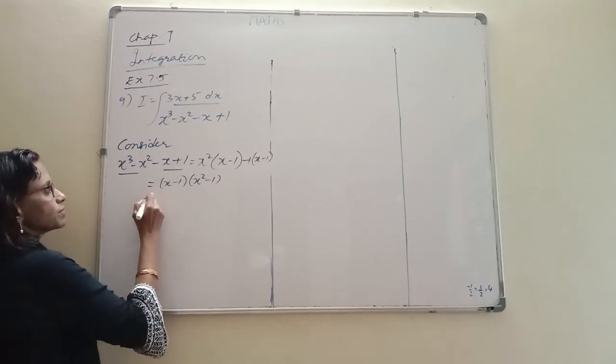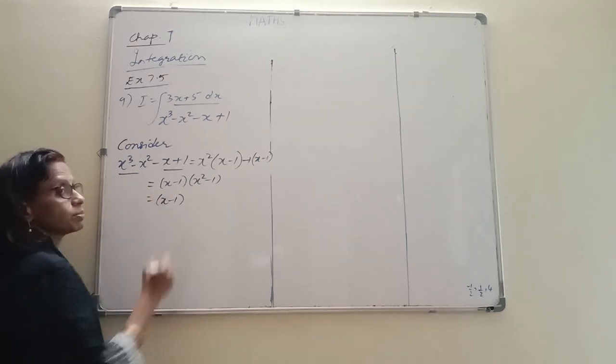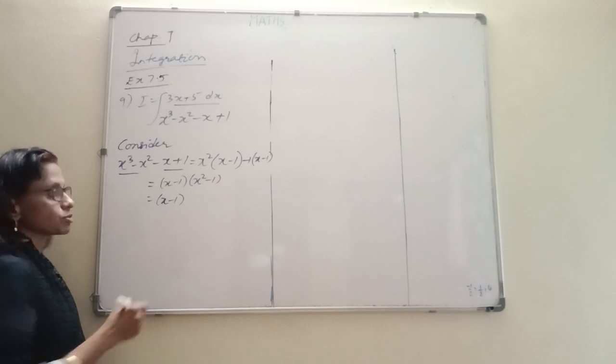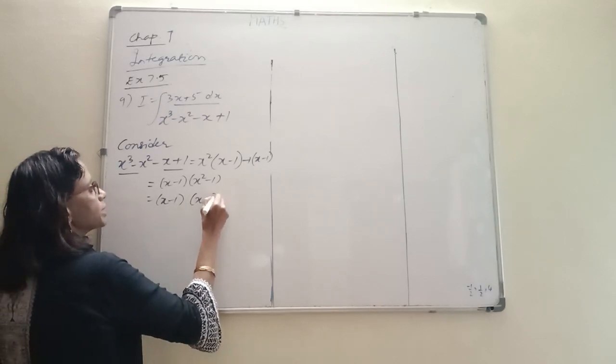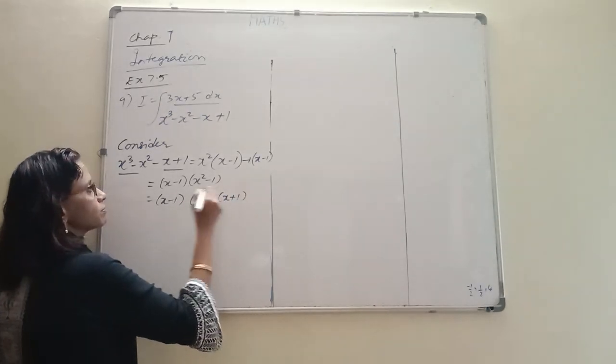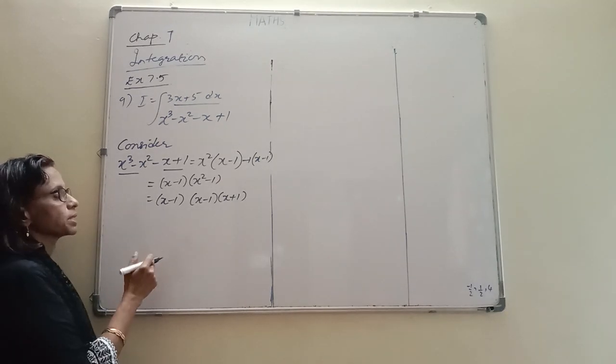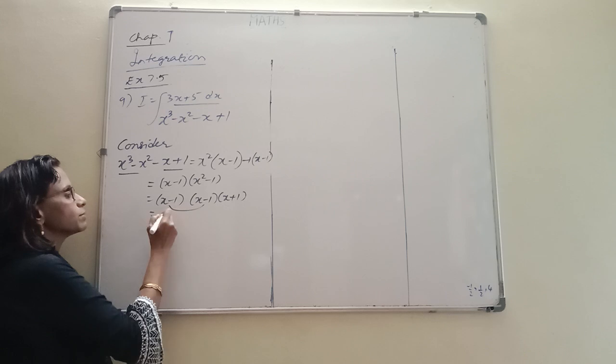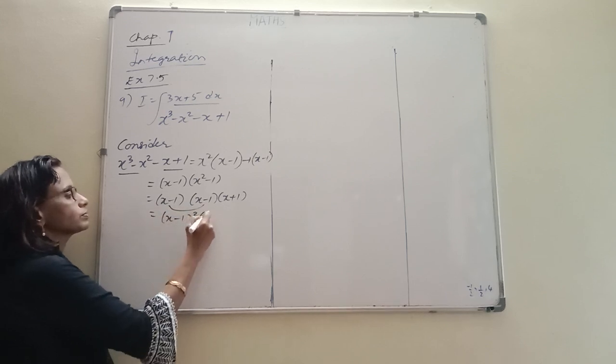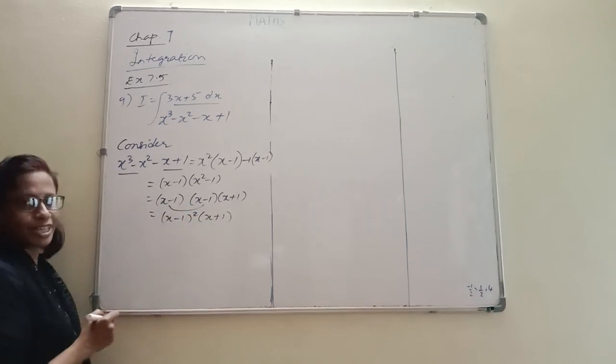Now x squared minus 1 is of the type a squared minus b squared, which breaks as a minus b into a plus b. So this can become x minus 1 into x plus 1. But when we do that, this becomes a repeated factor. So that's our work now.